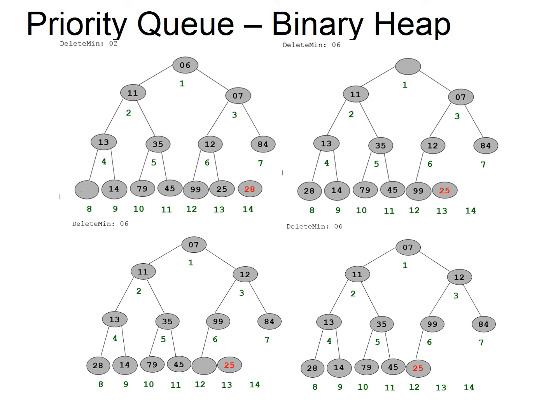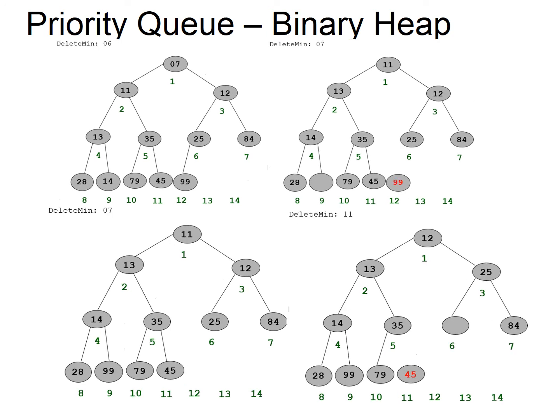Now you can see for 25 I have a space in the same level. So 25 will be stored in 12th position. But it has to check the heap order property. When it checks the heap order property, 99 is big. So a swap happens between 99 and 25. So 99 comes down and 25 goes up. So you can see it in the next diagram. So after deleting 6, you can see 25 has gone up and 99 has come down.